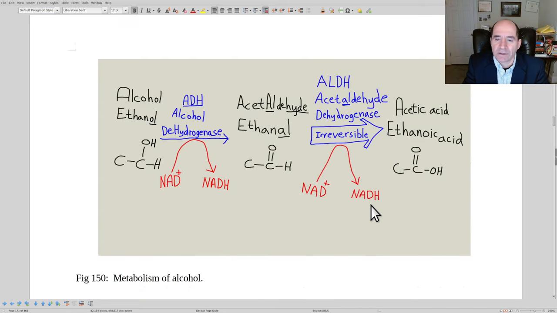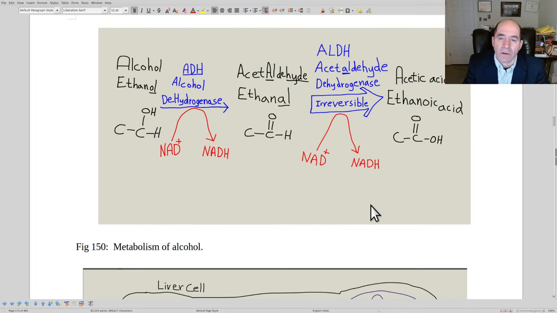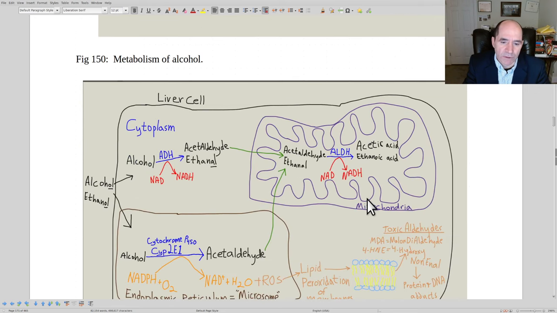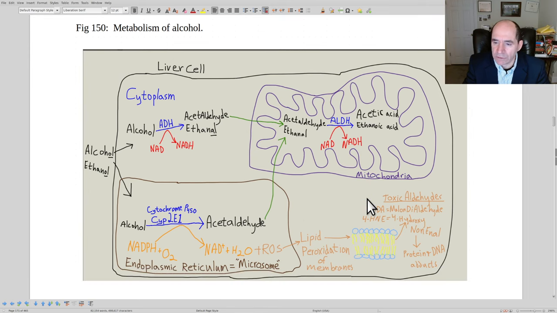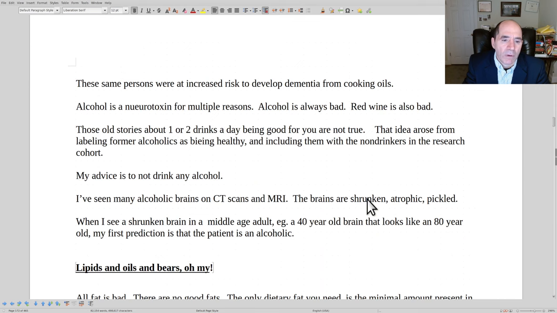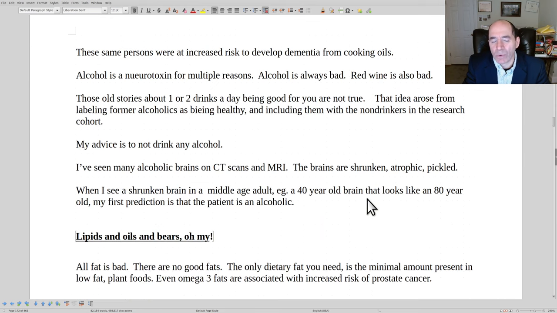Okay, then he also gets into some of the issues with regard to alcohol. Persons who have an inability to digest alcohol are especially vulnerable to cooking oils, very vulnerable to it. A lot of Asian persons are. I forget the exact percent, but they're super vulnerable to these cooking oil-induced neurotoxic effects. Okay, I'm not going to read through every word, and by the way, I recommend don't drink any alcohol at all.